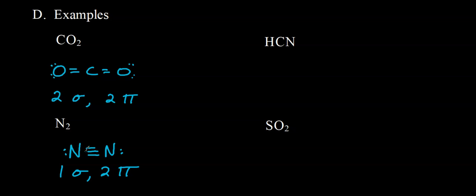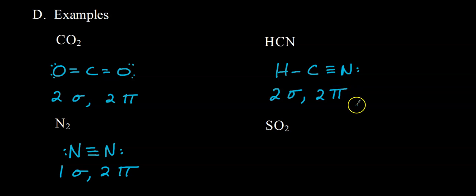All right, next, draw a Lewis structure for HCN. In this case, we have three different atoms. Carbon is the central atom. So go ahead and draw that Lewis structure. Pause the video. Sigma bonds: we have a sigma bond here. One of these is a sigma bond, so there are two sigma bonds. And then the other two bonds of that triple bond are pi bonds. So two sigma and two pi bonds.